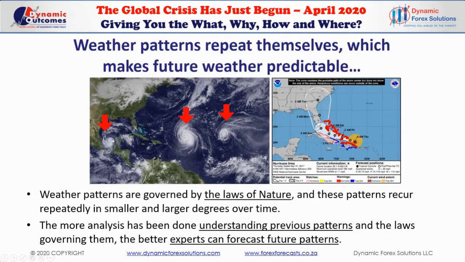And why are they predictable? It's because they're governed by the laws of nature. And the laws of nature don't change. And so these patterns recur repeatedly in smaller and larger degrees over time. And as we've seen with these weather apps and so on, the more analysis has been done in understanding those patterns and the laws that govern them, the better we can forecast future patterns.